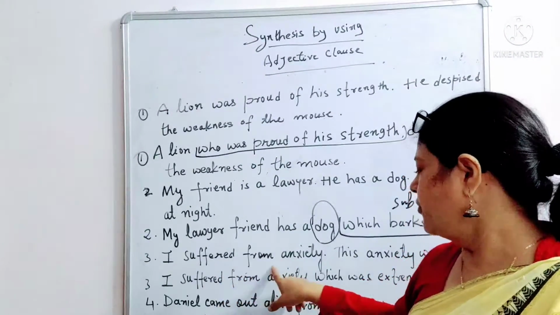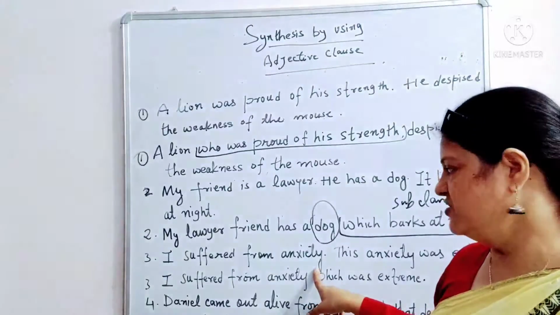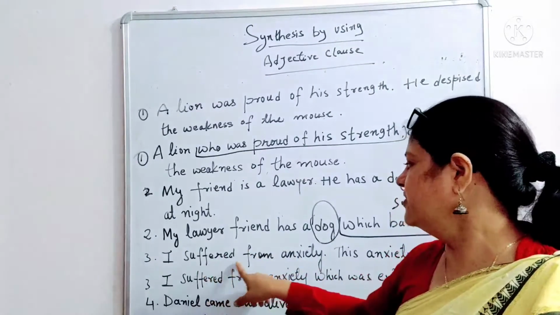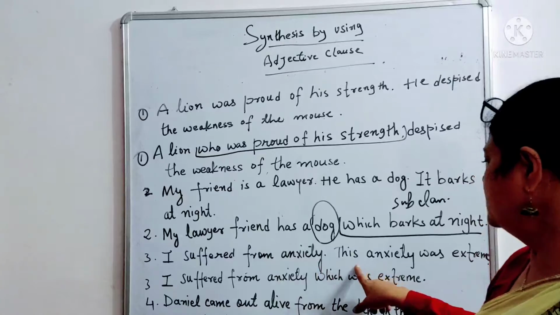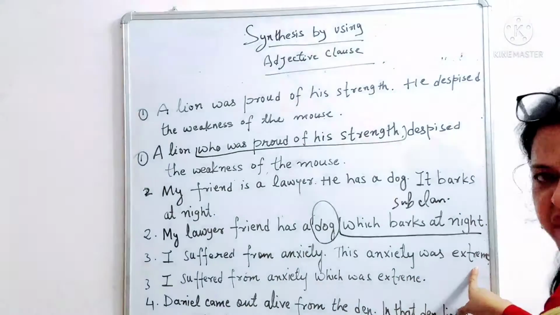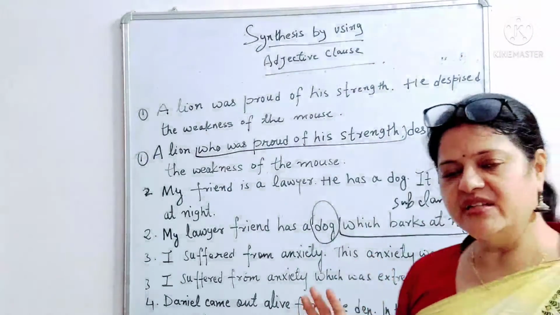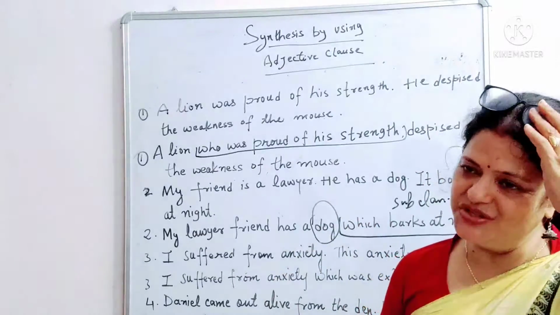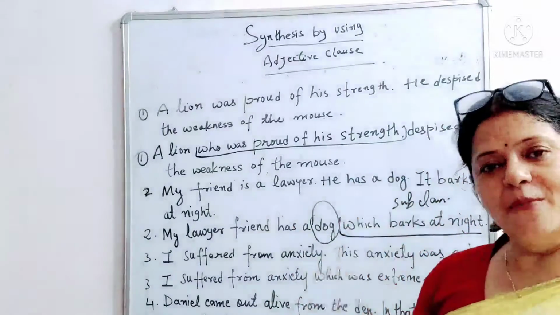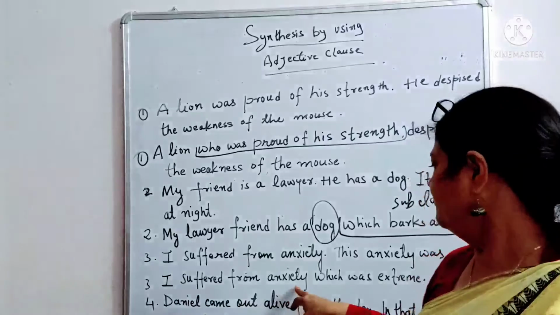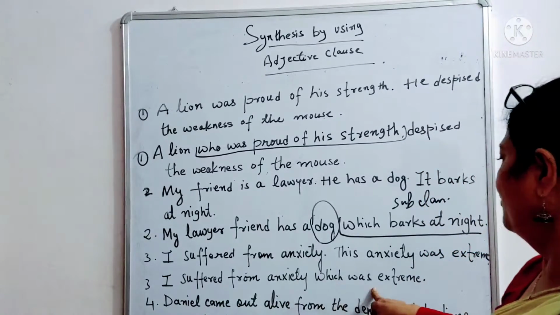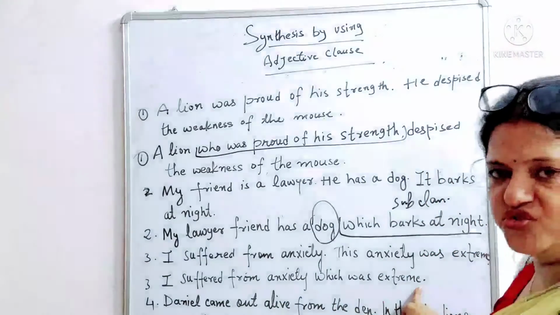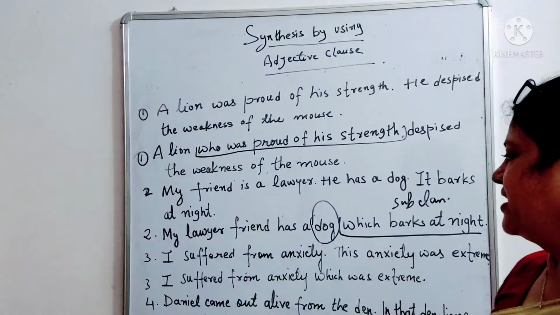I suffered from anxiety. This is the first sentence. This anxiety was extreme. So these are the two sentences. Now we have to add these two sentences to make one complex sentence. I suffered from anxiety which was extreme. Now we have added these two sentences.